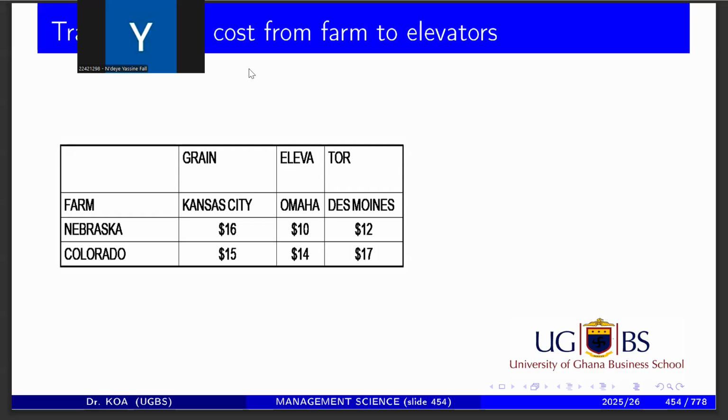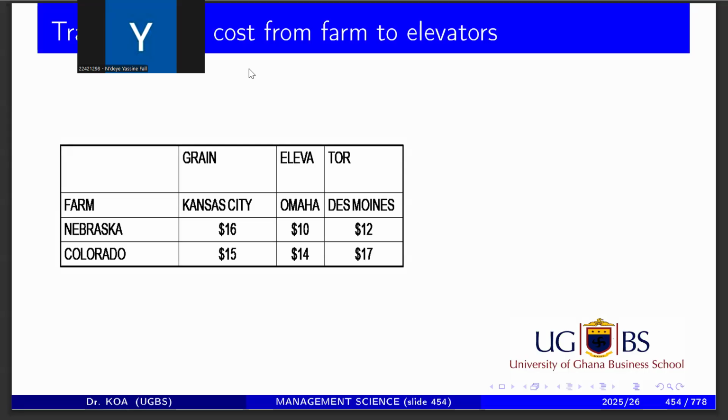So are we saying it's 8 because now Nebraska and Colorado will become nodes? Yes. They are going to be nodes, because remember that those grains came from their farms. They are part of the network. Everybody is part of the network.